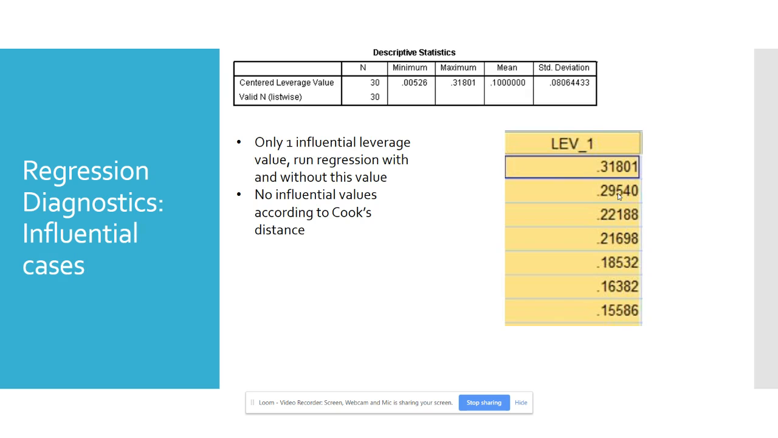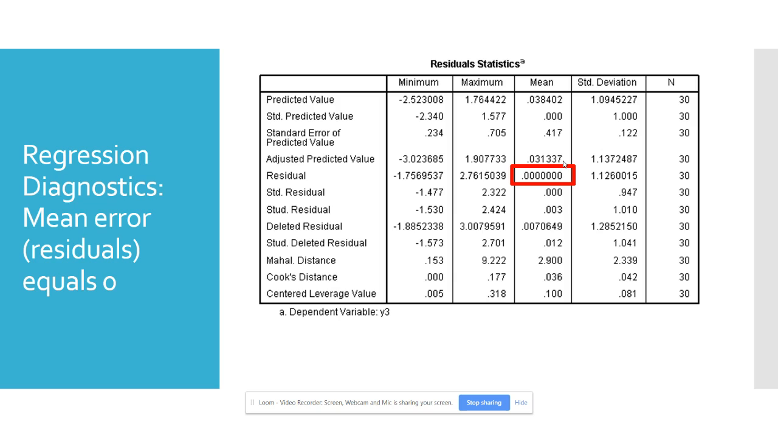This slide looks at influential cases by looking at leverage values and Cook's distance. Leverage tells us how far a data point is away from other data points. And Cook's distance tells us similar information. There were no influential cases while looking at Cook's distance. However, when looking at leverage values, there was one influential case. The regression was run with and without this influential value to determine how the value changed the regression results, which I'll discuss later. So another assumption to check is that the average error of the residuals is 0. In this case, it is, so this assumption was not violated.